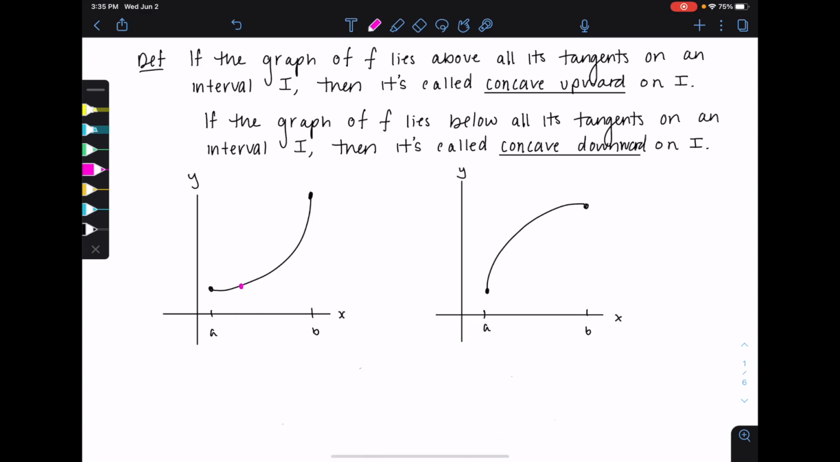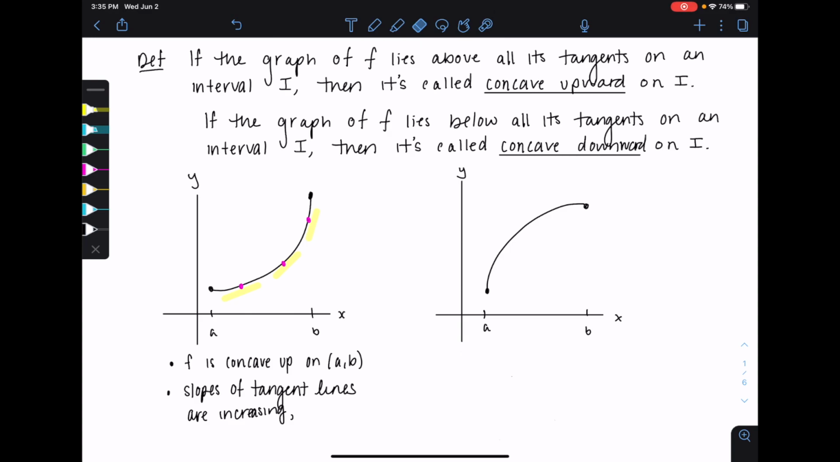So if I look at this interval from A to B and I look at any of these tangent lines, anytime I draw them, the tangent line would have to be below the curve. So the tangent lines are below the graph of the function, the function lies above its tangents. So here f is concave upwards on this interval from A to B. What I want you to recognize though is as I move along this curve, those tangent lines get steeper and steeper and steeper because of that graph being upward in shape. So ultimately the slopes of these tangent lines are increasing.